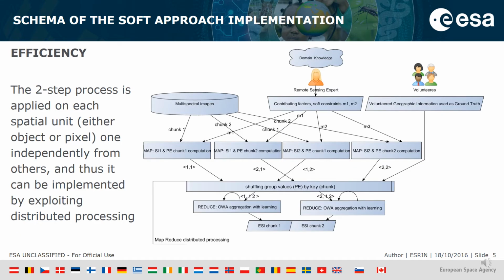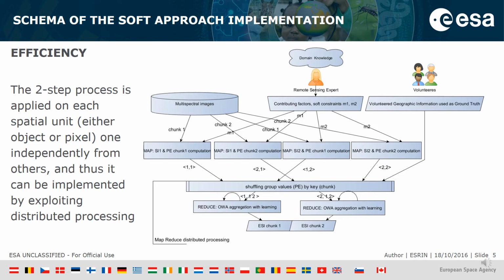This approach can be efficiently implemented in a distributed processing framework, since it is based on 2 steps and since the activities are applied in each spatial unit of the image independently from the other spatial units. Each spatial unit can be a pixel, so the process can be pixel-based, or can be objects. For example, in the case in which we have boundaries of agronomic fields and we want to compute some status of the field.